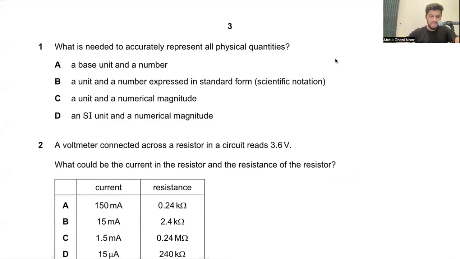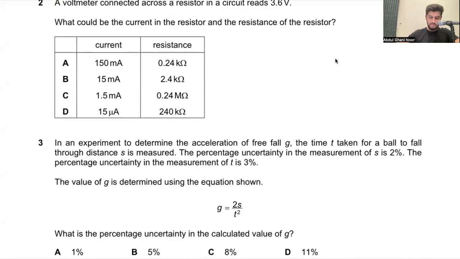So a base unit and a number, not necessarily. You can have any other SI unit. A unit and a number expressed in the standard form, not necessary. It can be in the standard form. Even if it's not in the standard form, that's okay. A unit and a numerical magnitude, yes, any number, any numerical magnitude. An SI unit and a numerical magnitude, no. Even if it's not an SI unit, that works.